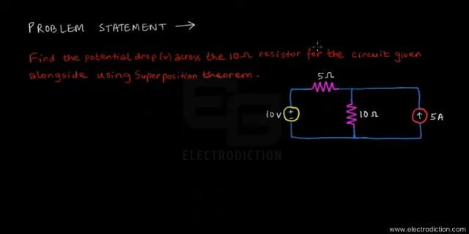Here's our problem statement, and it says: find the potential drop V across the 10 ohms resistor. Right here we have a 10 ohms resistor, and it should have a potential drop of, let's say, V volts across it. So find the potential drop V across the 10 ohms resistor for the circuit given alongside using the superposition theorem. This is exactly the important part of the problem.